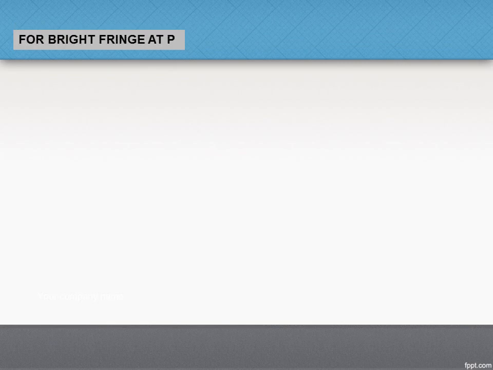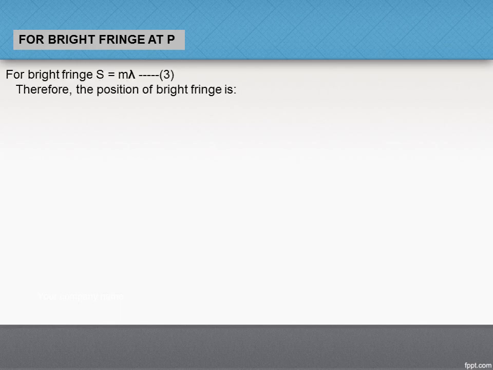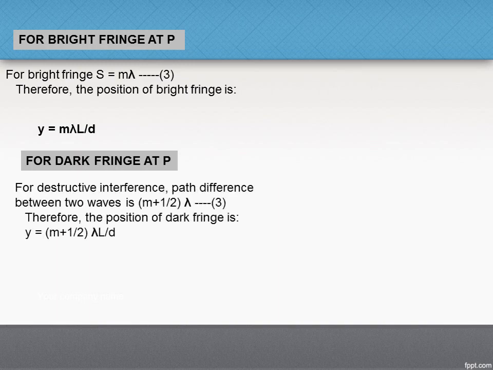Now we will calculate fringe spacing, and for that we will consider a bright fringe at P. For a bright fringe, the path difference is m lambda. Therefore the position of the bright fringe is y equals m lambda L upon d. For a dark fringe at P, for destructive interference, the path difference between two waves is (m plus half) lambda. Therefore, the position of the dark fringe is y equals (m plus half) L lambda upon d.